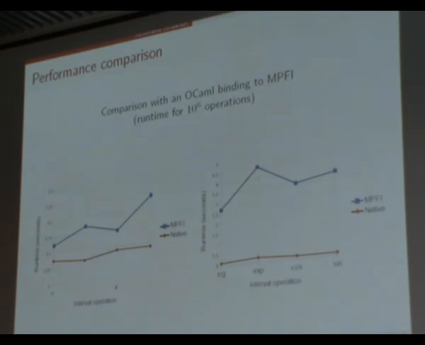As we can see on the left part, our library is twice as fast as the MPFI binding for basic binary operators. You can see on the right side, it's 20 times as fast as the MPFI binding. So, despite the fact that MPFI modifies the interval in place, it means that the result is created once and for all at the beginning of the computation and modified in place.